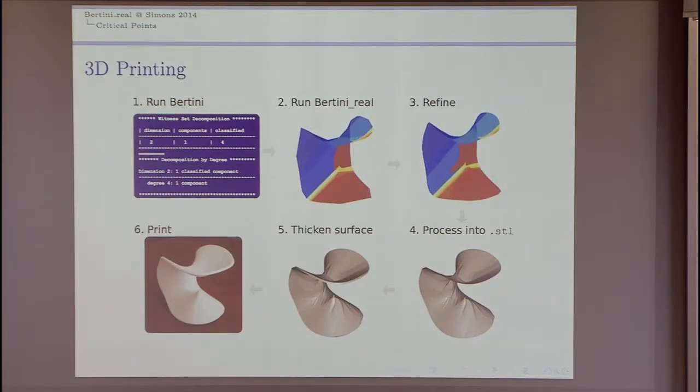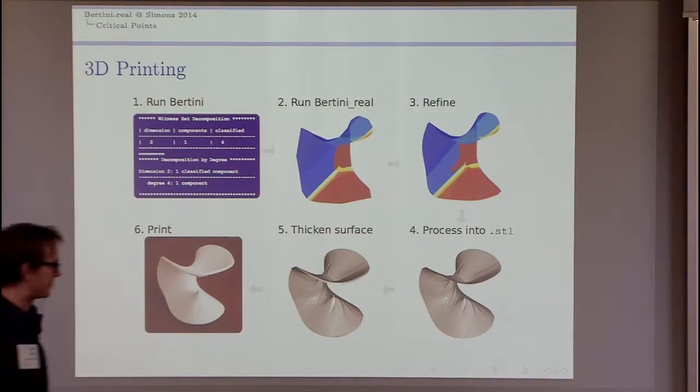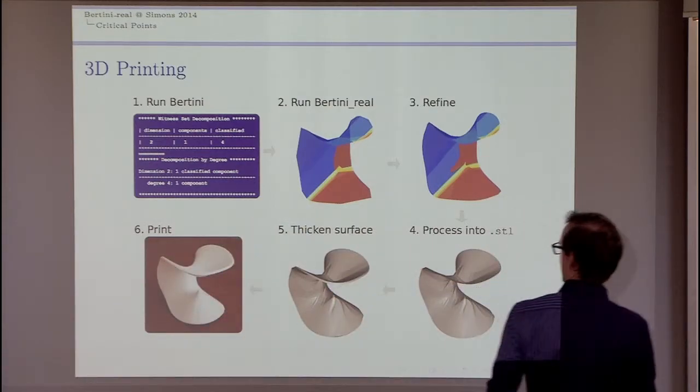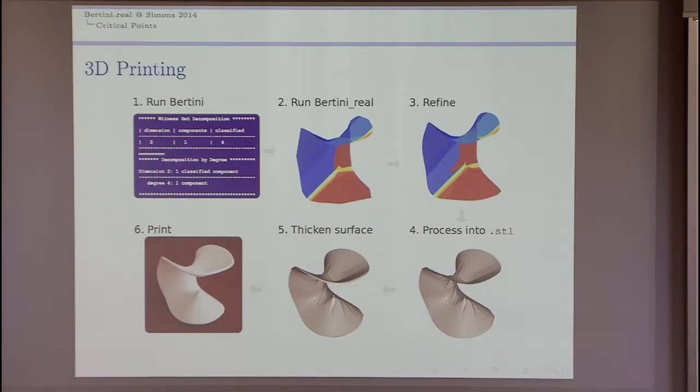So the part that has been super pleasant for me has been the 3D printing of my surface. In which I first run Bertini, so that gives me the witness sets. I run Bertini real, I get my decomposition, I refine it. That's a separate compiled program. Process it through MATLAB into a stereolithography file. And because you can't print something that's infinitely thin, I've tried it, and you just get junk.